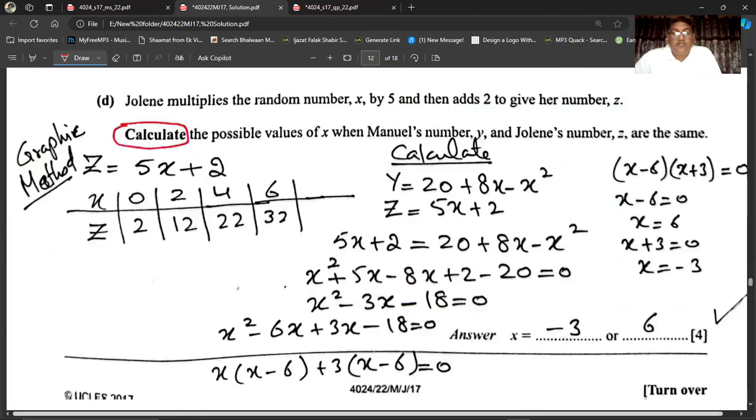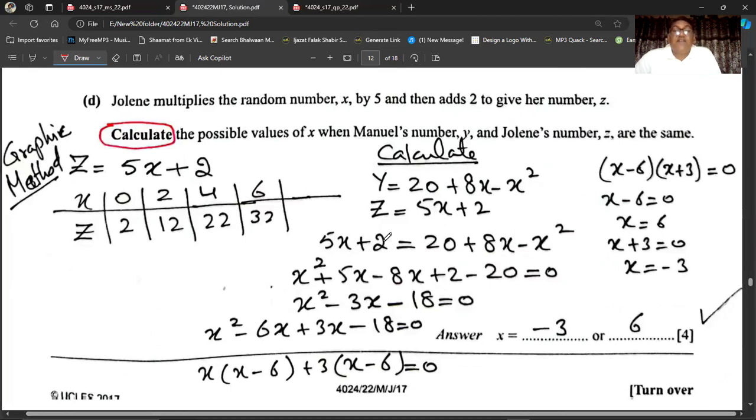Okay, let me show you. So you will have 5x plus 2 equals 20 plus 8x minus x square. So you will have x square plus 5x minus 8x plus 2 minus 20 equals 0. This will be x square minus 3x minus 18 equals 0.